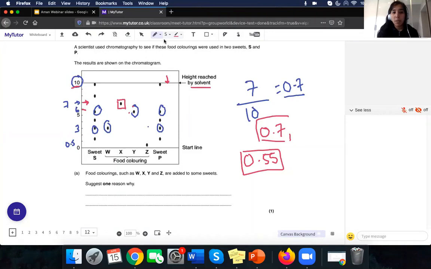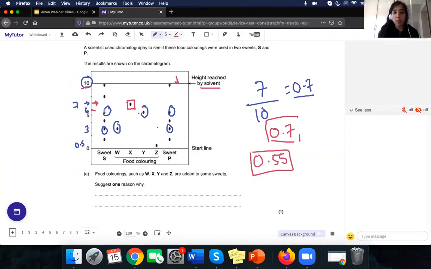Someone's asking, can you please explain stationary phase and the other phase? Really good question. With chromatography, the mobile phase is about these substances moving, so these dyes moving up are the mobile phase. The stationary phase is the paper. The paper is stationary, it doesn't move. So the mobile phase is the substances moving up the paper, and the stationary phase is the filter paper.